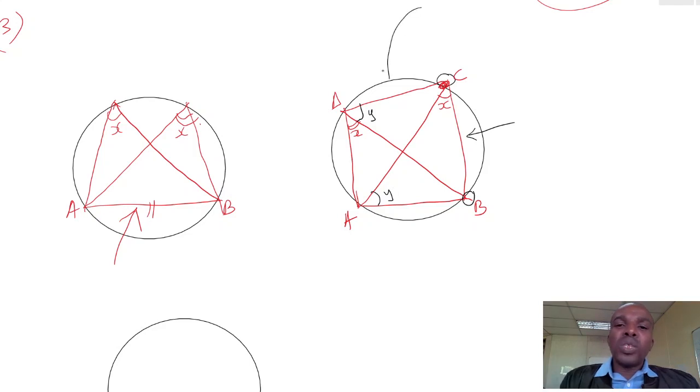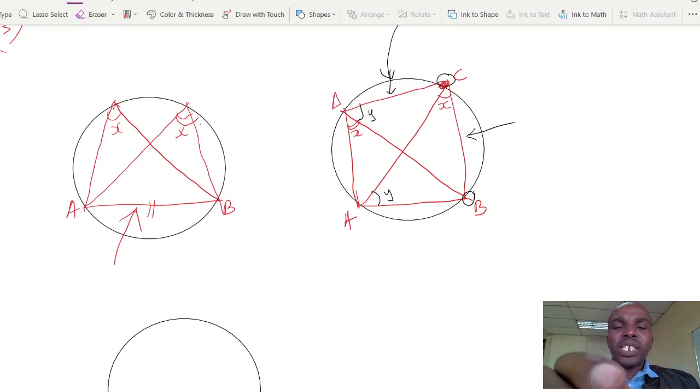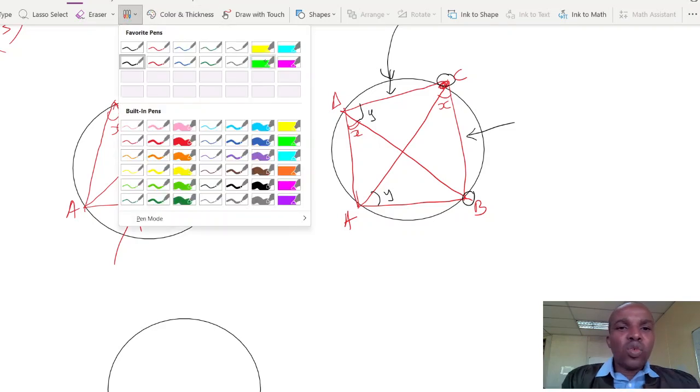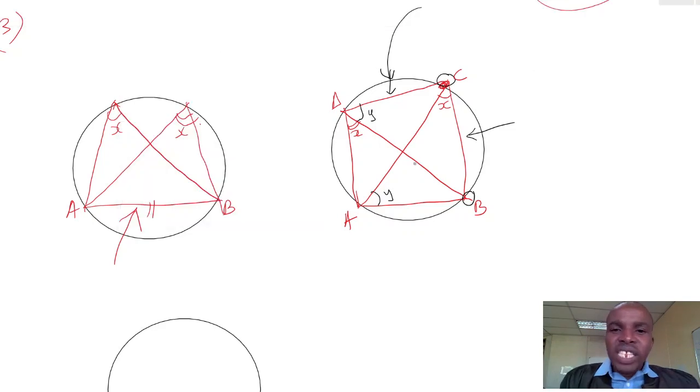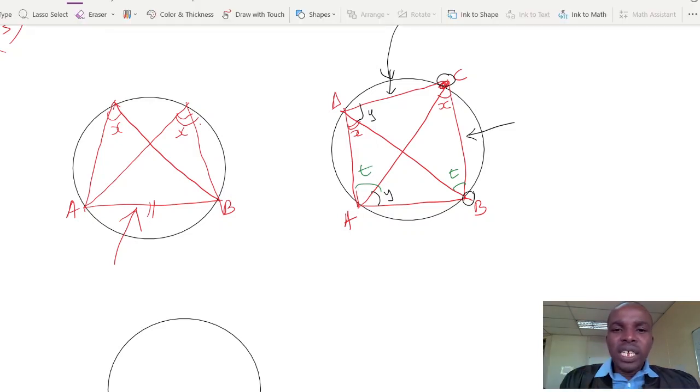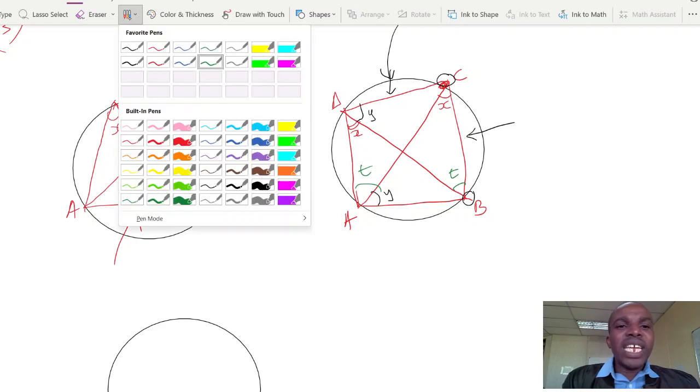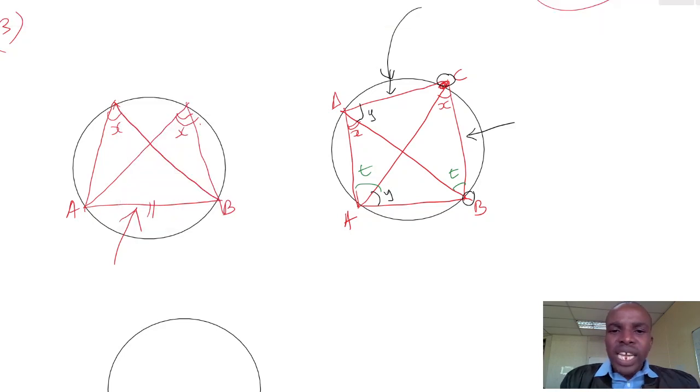Then let's go to this chord, that is AC. If you are now at AC, you can see we have two angles that are the same. We have this angle at AC, this angle here. If I call it T, then this angle is also T. Then the last one is chord AD. You can see this angle, which I can call Z, is the same as this angle, Z.